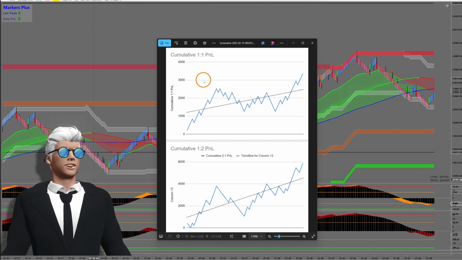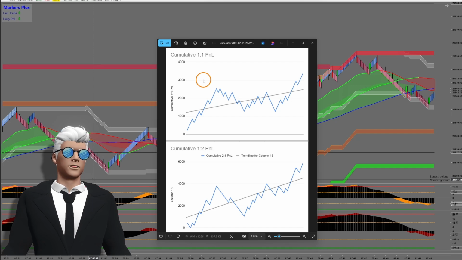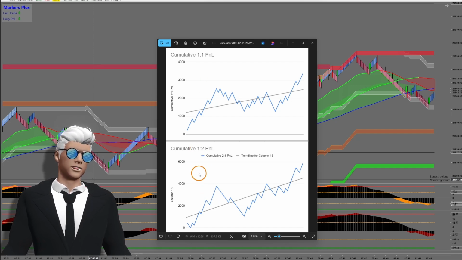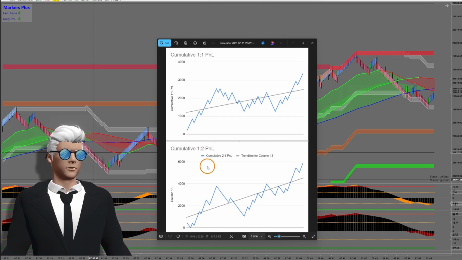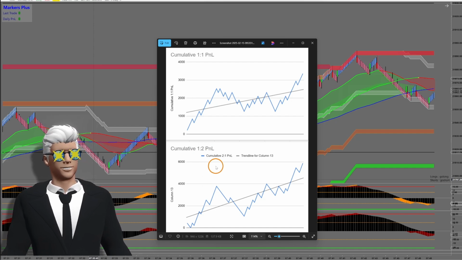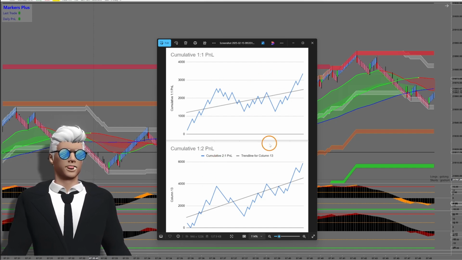Our win rate for 1-to-1 was a total of 60.29%, and that was off of 68 trades. And then our 2-to-1 strategy down here, or 1-to-2, was a total of 45.59% win rate, and that's pretty awesome too. Both of these ended up being profitable, so that was pretty awesome.